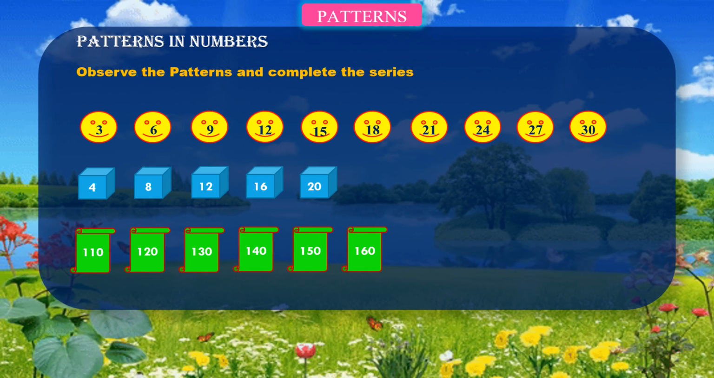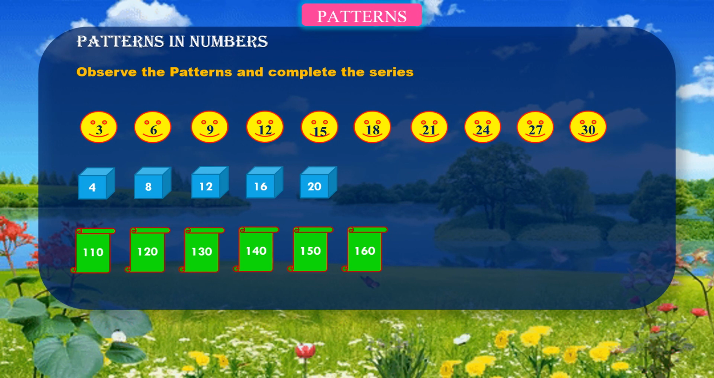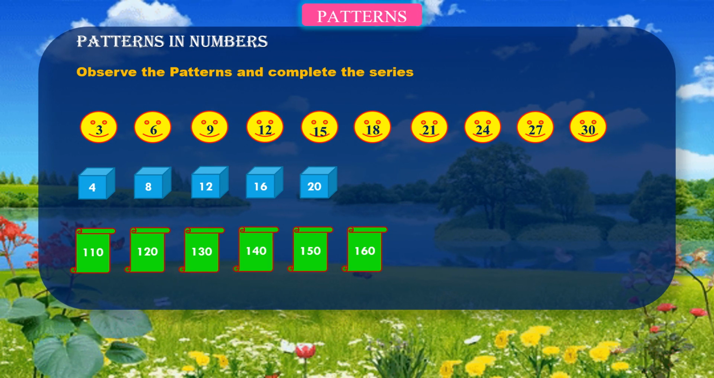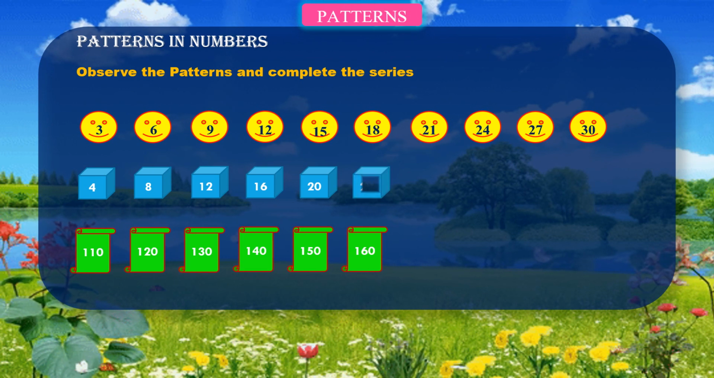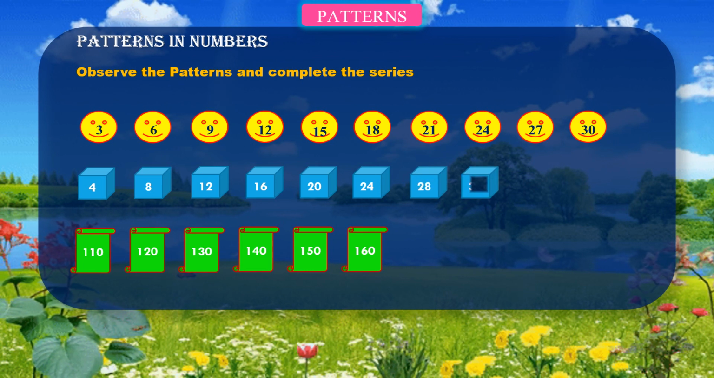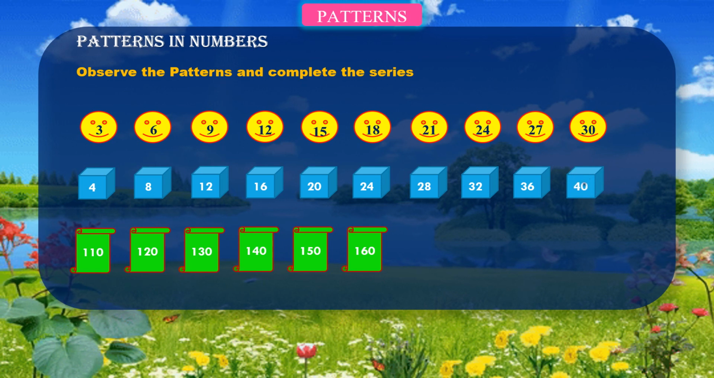In this row, we have 4, 8, 12, 16 and 20. Now tell me, what are the numbers that come after 20? Correct. 24, 28, 32, 36 and 40.